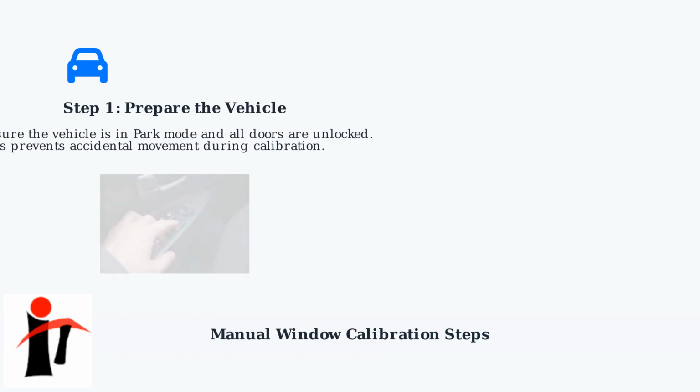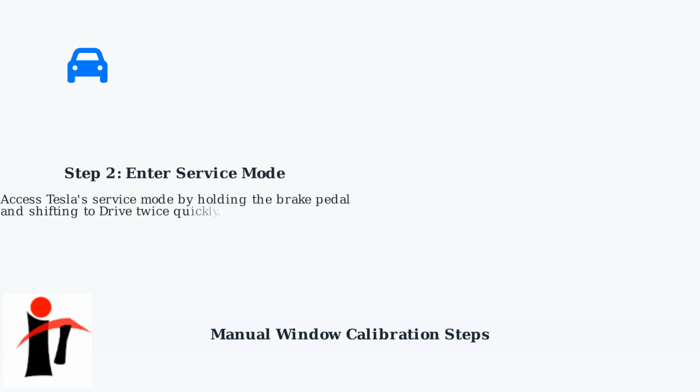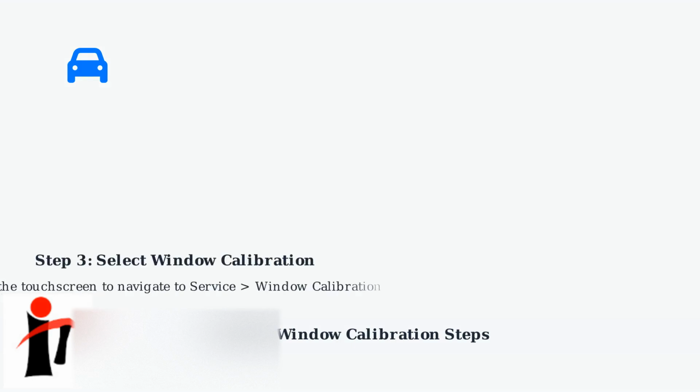If app-based calibration isn't available or doesn't resolve the issue, manual calibration might be necessary. Start by ensuring the vehicle is in park mode and all doors are unlocked for safety. Next, access Tesla's service mode by holding the brake pedal and quickly shifting to drive twice. This enters the diagnostic interface. Navigate to the window calibration option in the service menu and select it to begin the guided process.